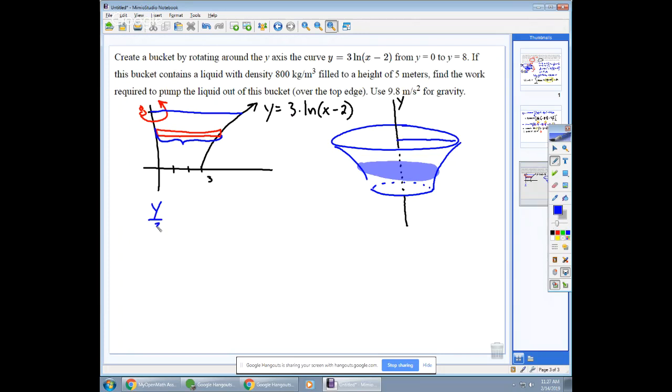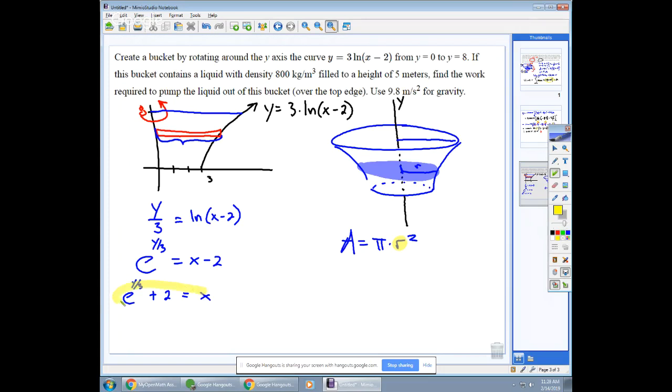So divide by 3. How do we get rid of a logarithm? E. So then I get e to the power y over 3 is equal to x minus 2. Then we add 2, and we get x equals 2 plus e to the power y over 3. And it turns out that right there is the radius of that cross-section. And it's definitely a circular cross-section because I rotated around the y-axis. Okay, so that cross-sectional area right there is pi times r squared. And r here is that x value, that equation. So then I get pi times e to the y over 3 plus 2 squared is my cross-sectional area.